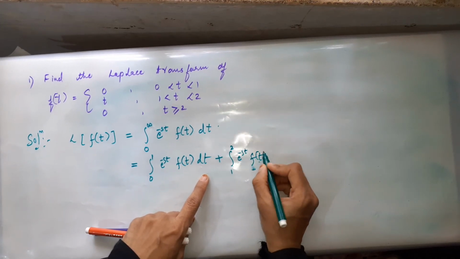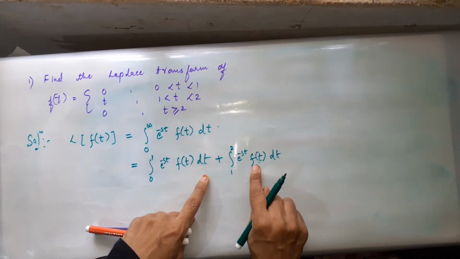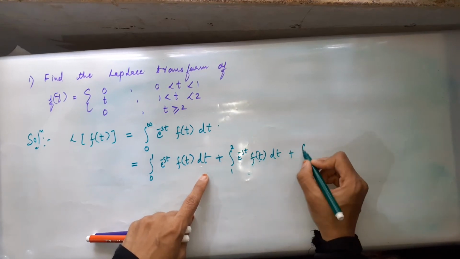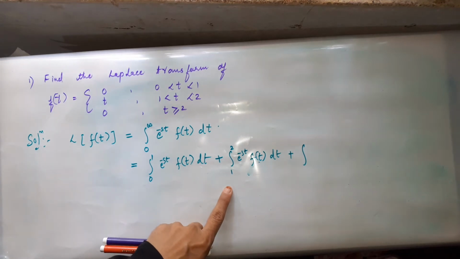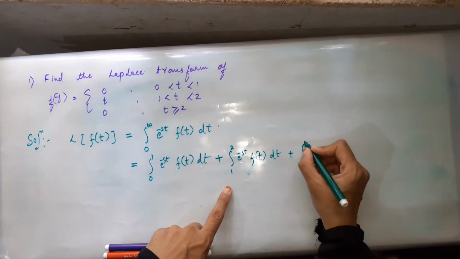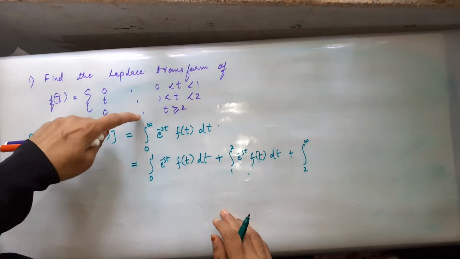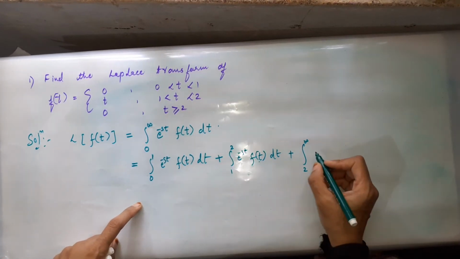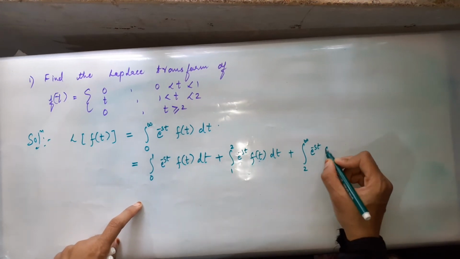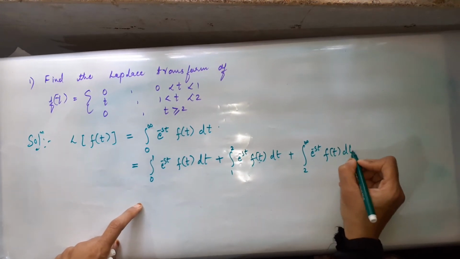So write f of t dt. Then plus, under the integral sign, the last part was 2 to infinity, where for t greater than or equal to 2 it was 0. So this complete interval 0 to infinity, I can split according to the definition given to us in the question.